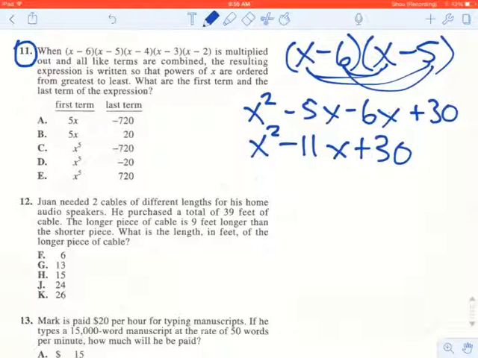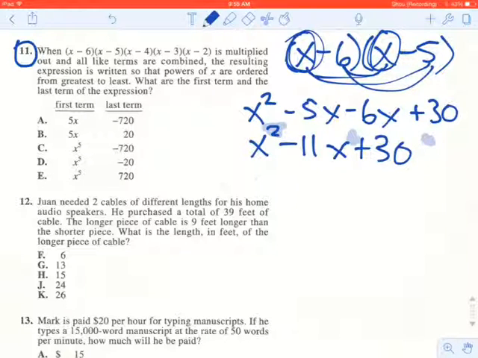So here x has a power of 2, here x has an unwritten power of 1, and here there's no x at all, it's x to the 0. So 2, 1, 0. And we notice that our first term is just going to be all of our first terms in each factor multiplied together. So here it's just the first x times x, we get x squared.